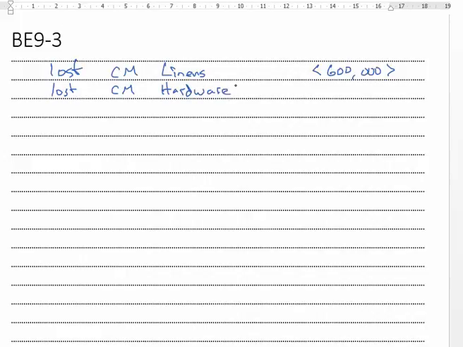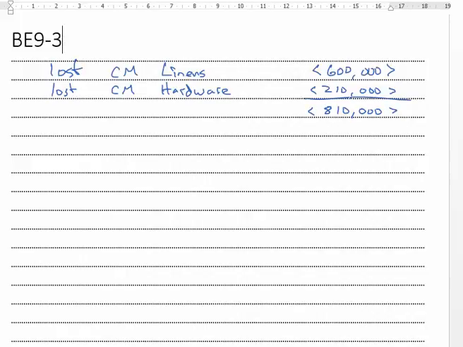Notice that we look at the contribution margin, not the sales, because if you don't sell something, you also won't have the variable cost that goes along with it, right? So 10% of the full contribution margin of 2.1 million is $210,000. Okay, so we're already staring at a loss in contribution margin of $810,000.